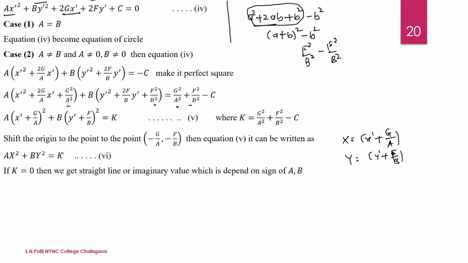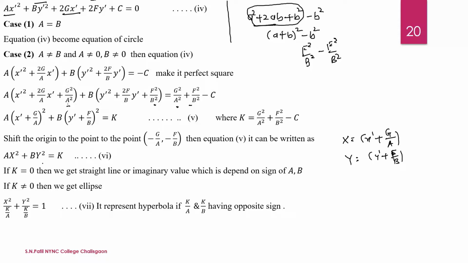If this value k is 0, then either we get a straight line or an imaginary value, depending on the signs of a and b. Suppose b is negative and a is positive, then it is a straight line. If a and b have the same sign, then definitely it is an imaginary value. Okay, now the next case is k is not 0. If k is not 0, then we divide throughout by k, then the right hand side is 1, and which represents the ellipse.